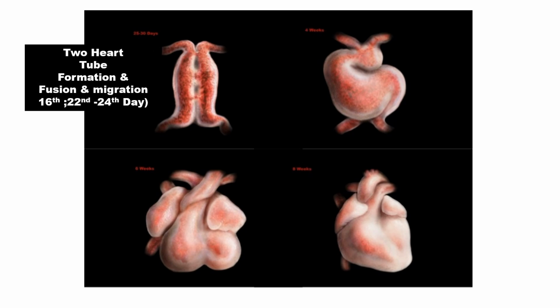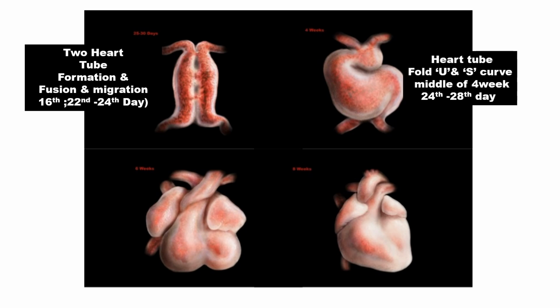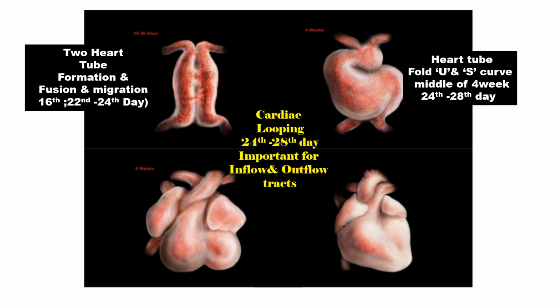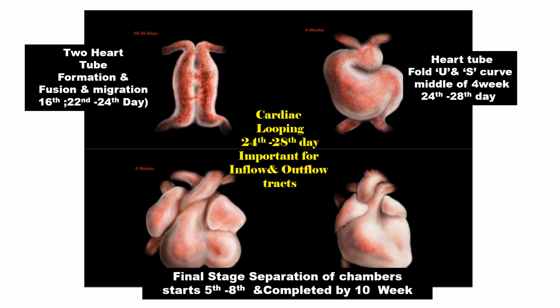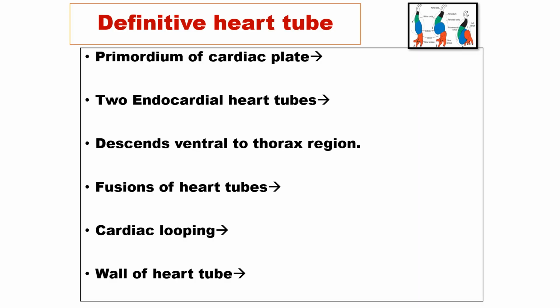Two heart tubes, formation, fusion, migration by the 24th day. Folding or cardiac looping, U and S curve, by the 24th to 28th day. Cardiac looping is important for inflow and outflow tracts. The final stage of separation of chambers starts around the 5th to 8th week and is completed by the 10th week.